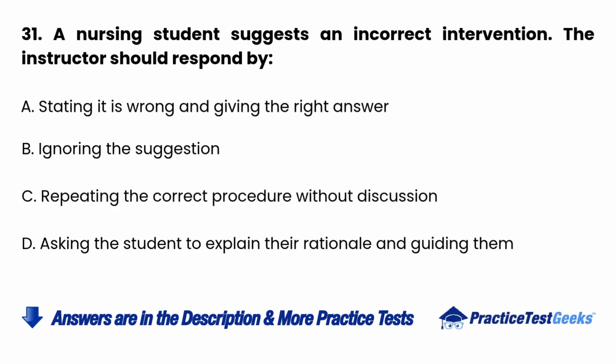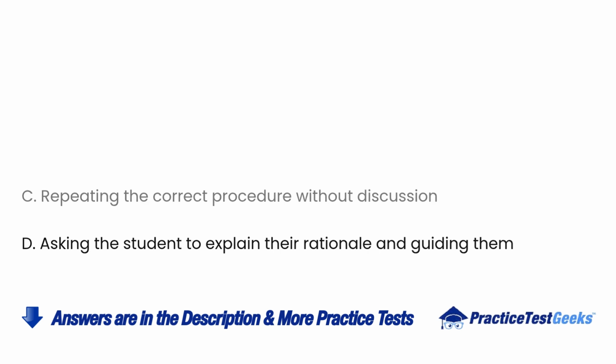31. A nursing student suggests an incorrect intervention. The instructor should respond by A. Stating it is wrong and giving the right answer. B. Asking the student to explain their rationale and guiding them. C. Ignoring the suggestion. D. Repeating the correct procedure without discussion.